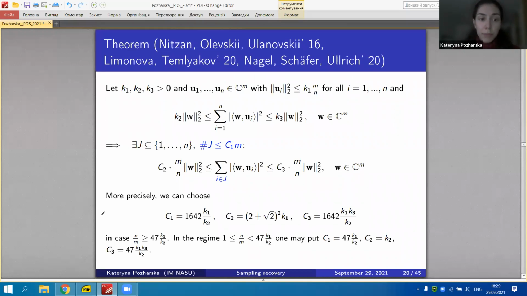This approach is based on the following theorem. If we have a frame, we can choose a subframe. So we can reduce the number of elements of this frame and take O of m of them. And this frame will remain also good. And these constants are from the paper by Nagel, Schäfer, Ullrich. They calculated them precisely, and we can use this result for our purposes.